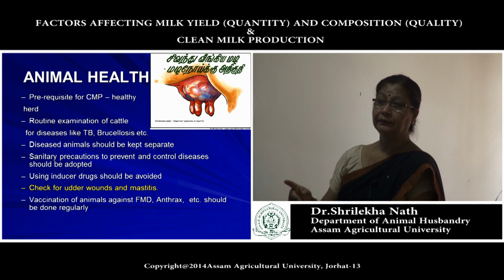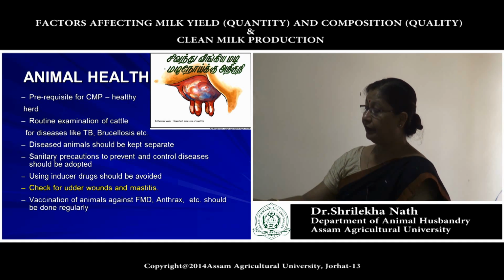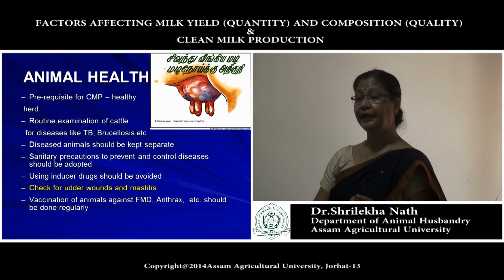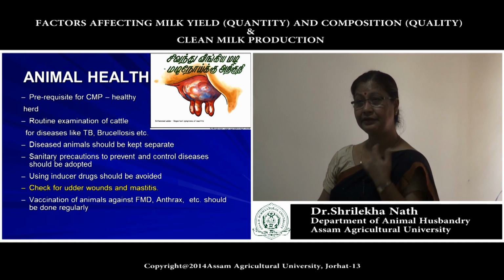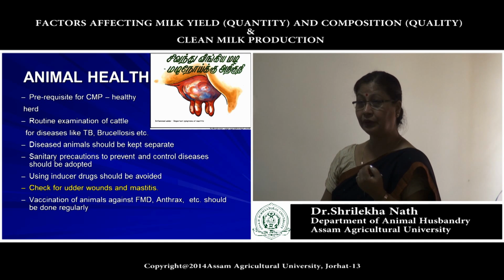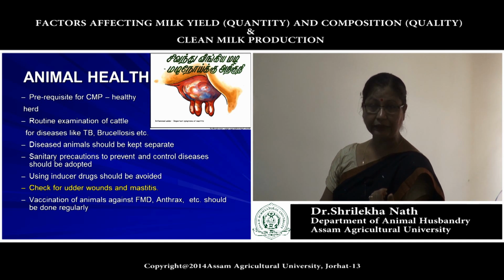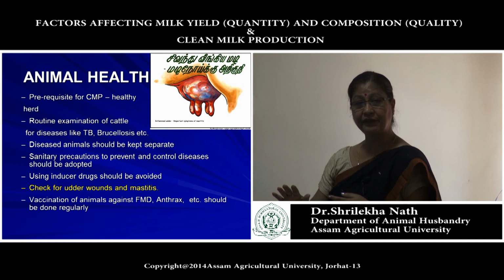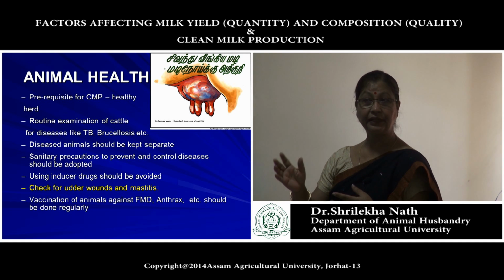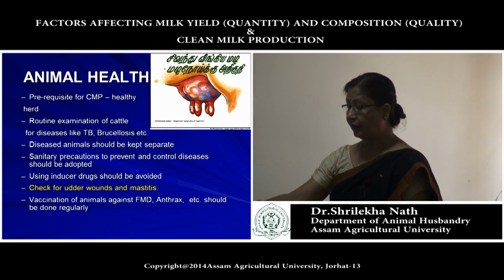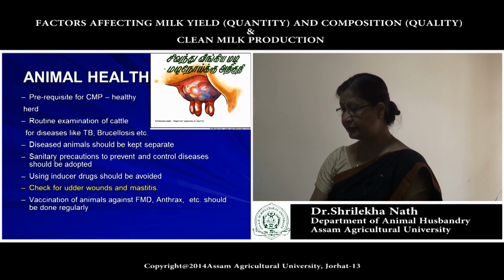Animal health. I told you mastitis, inflammation of the mammary gland. So routine examination of the animal is needed. Other than mastitis, there is another important disease, TB, tuberculosis, and brucellosis. Tuberculosis may also come to human beings through milk. So routine examination of the animal is very important, to see that it is disease free, and then only that milk should be taken for consumption for the public. If it is a diseased animal, then it should be separated and treated.